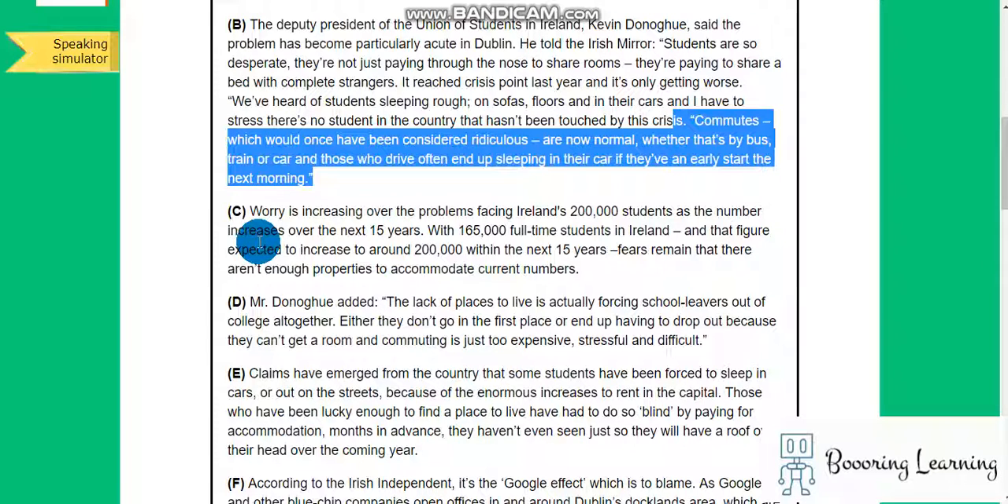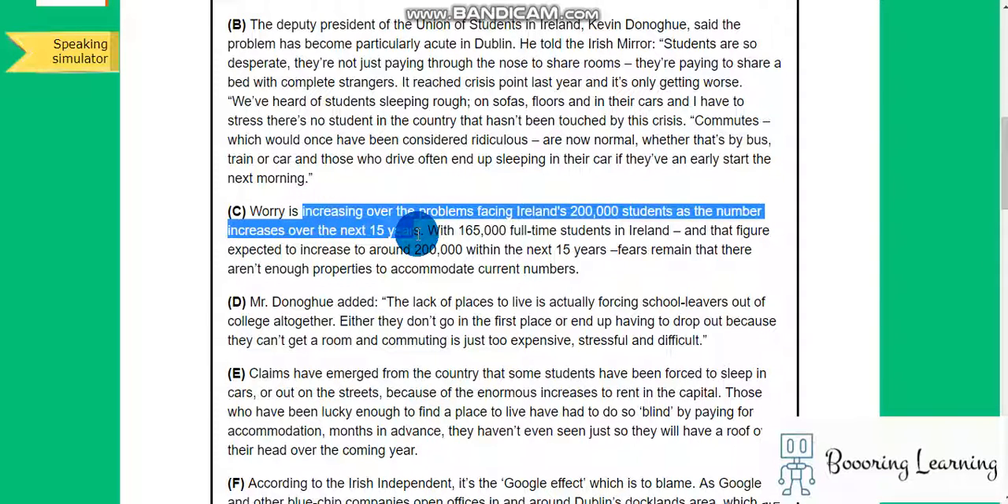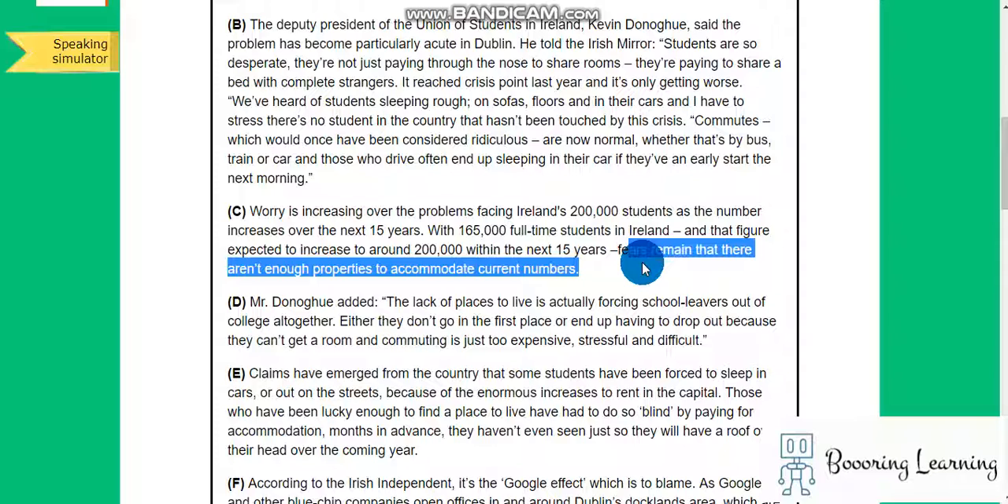I'm not sure about this one. Worry is increasing over the problems facing Ireland's 200,000 students as the number increases over the next 15 years, with 165,000 full-time students in Ireland, and that figure expected to increase. I mean that there aren't enough properties to accommodate current numbers.